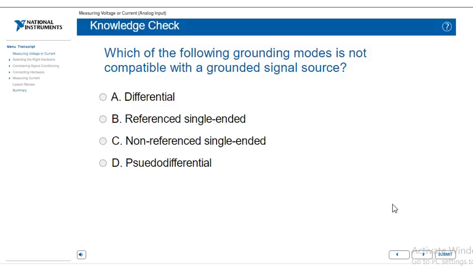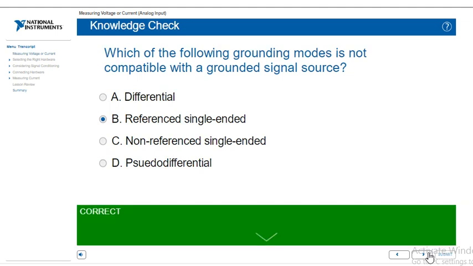This first question is, which of the following grounding modes is not compatible with the grounded signal source? The answer is B, referenced single-ended.